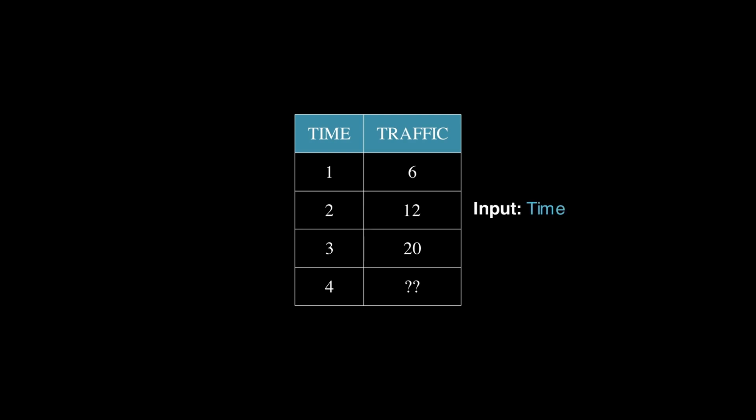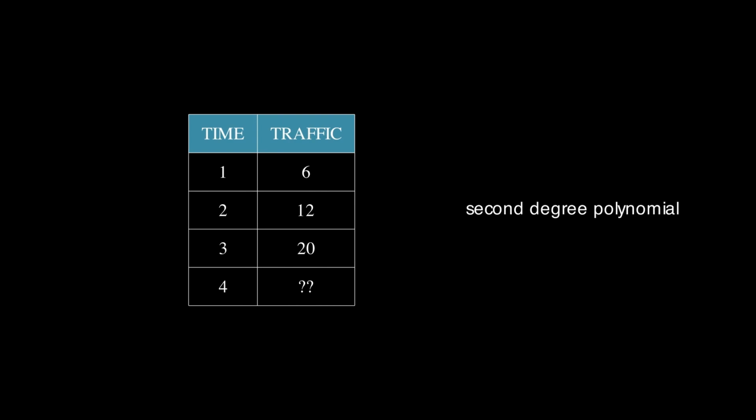The input is the time, and the output is the traffic. The time tells us when people are visiting the website, and the traffic tells us how many users are on it at that time. Notice how the traffic increases as time goes on. The relationship between time and traffic follows a specific pattern that can be described using a second-degree polynomial. We'll use this pattern to predict the traffic when time equals 4.